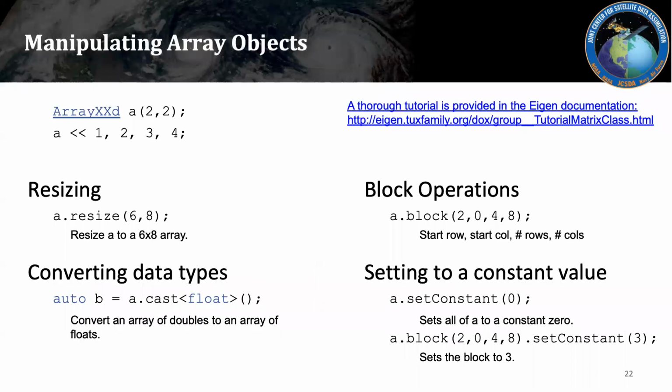Just a few other things that you can do with Eigen objects are listed on this slide. So you can resize arrays. You can cast arrays from one type, like double precision, to an integer or to a float. You can do block operations on arrays too. So say that you have a very big multidimensional array, you can select a subset of that array with the block function. Here's an example of applying it. There's, say, setConstant, where you can set all of your array to a constant 0. Or you can select a certain block and just set that to a constant.